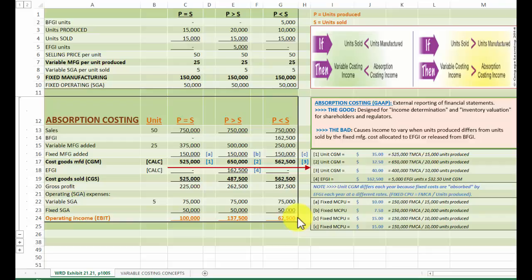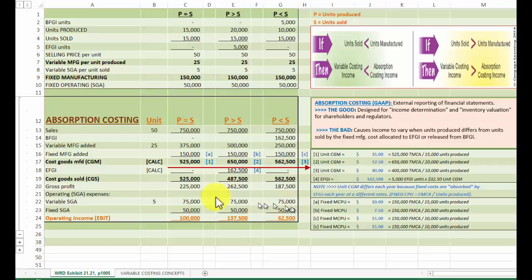So you can see that by manipulating inventory, by producing a whole lot, a manager has the potential to increase income and maybe get a bonus for himself or herself. That's a problem with using absorption costing for managerial decision making. It can give managers a bad incentive to produce too much, so that fixed costs are taken out of the income statement and buried in ending inventory, and profits may be overstated.